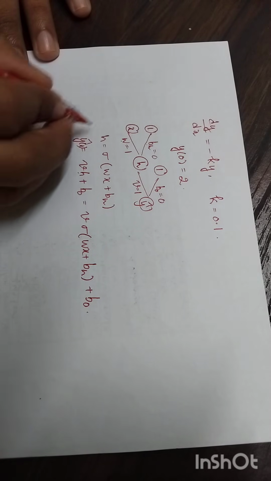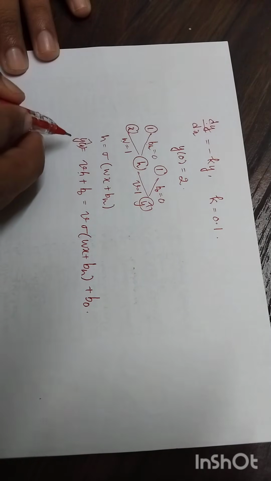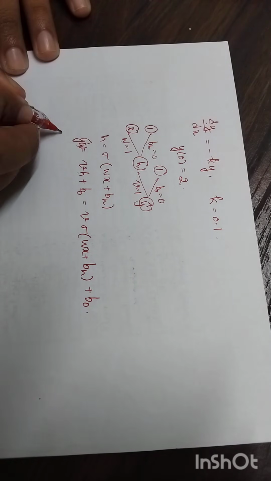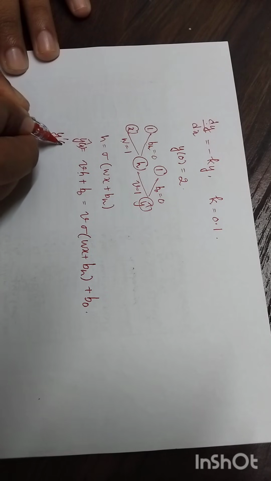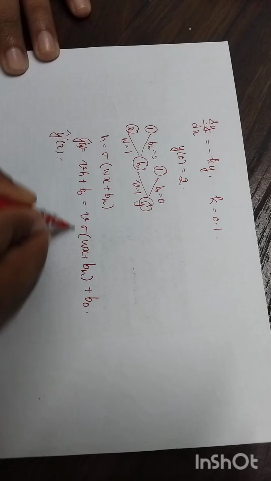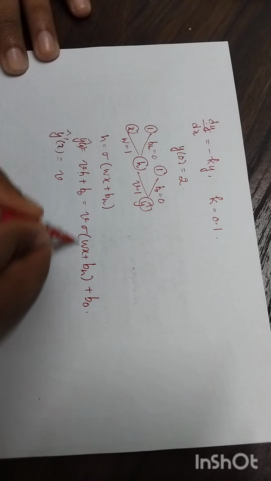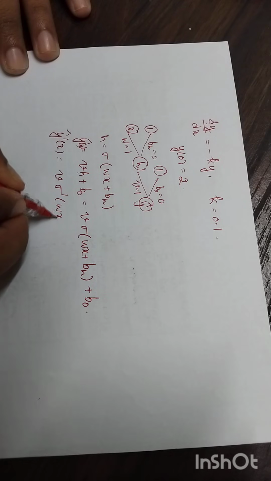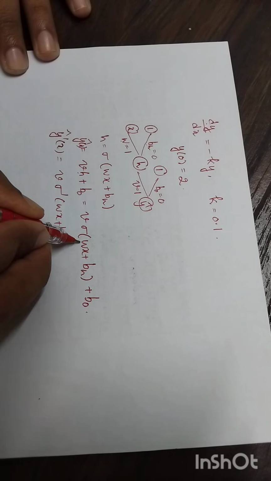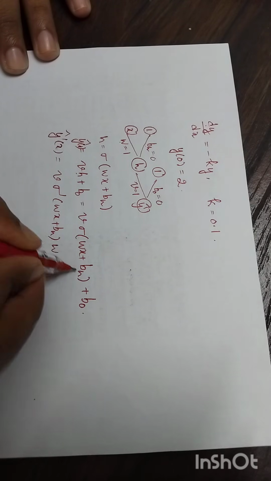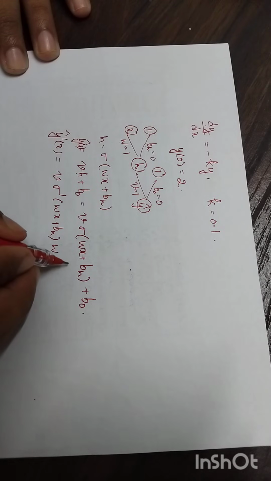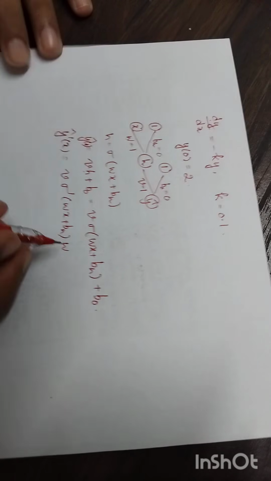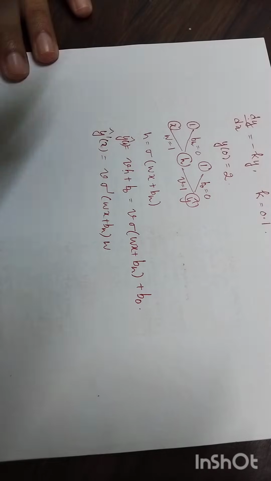Then, as we can see from the equation, we need a derivative of y in order to calculate the residual. So y dash of x is equal to the derivative of this, that is v into the derivative of sigma with respect to x, that is sigma dash of wx plus bh, then the derivative of wx would be w. bh is constant with respect to x, and b naught is also constant. So this is y dash of x.